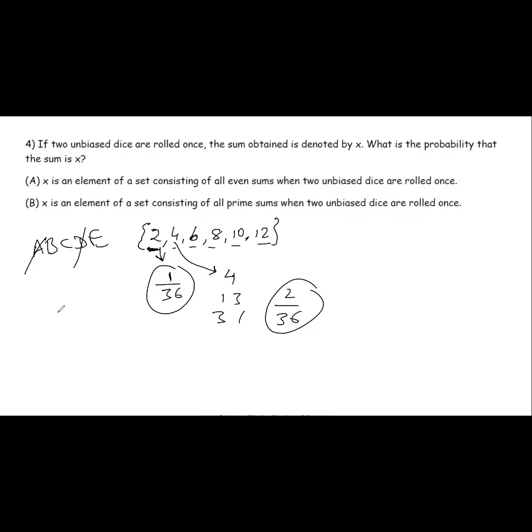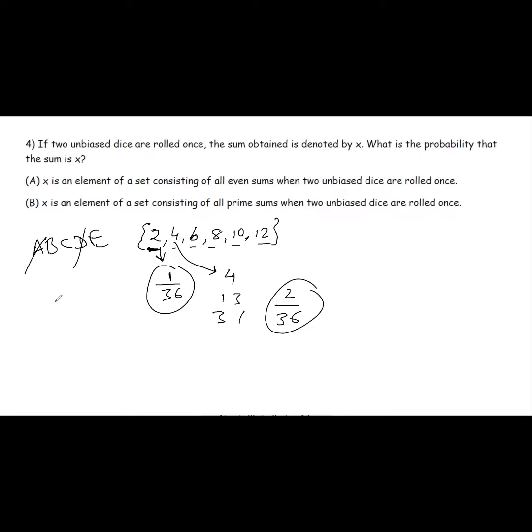Are you getting the picture? X is the element of a set consisting of even sums when two unbiased dice are rolled once. We know that the sum is denoted by X, but X could be any of 2, 4, 6, 8, 10, or 12. Understood? So we are getting different probabilities depending on what the sum is. So A is not answering.